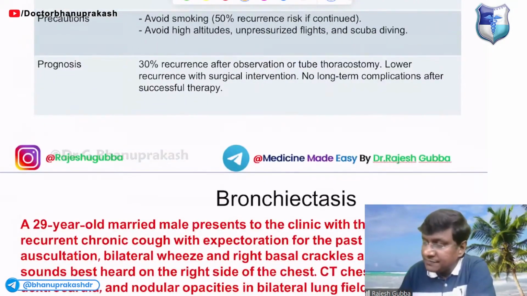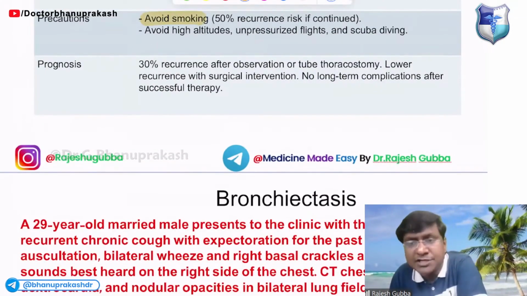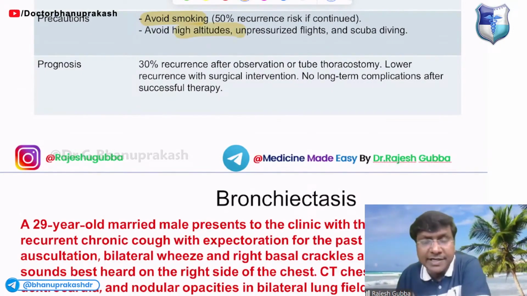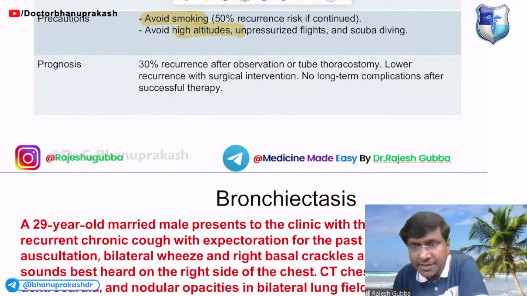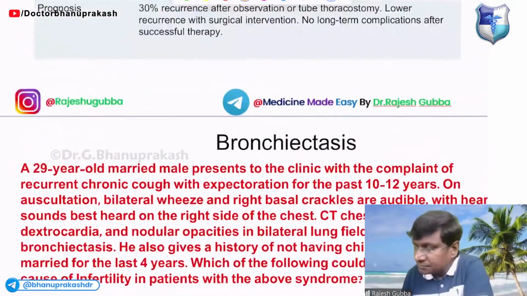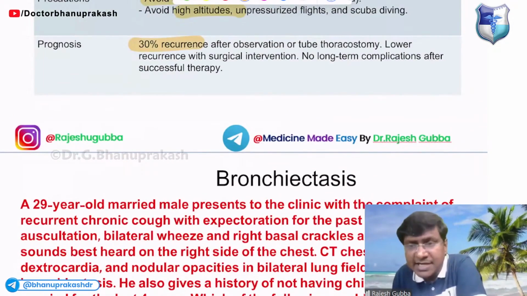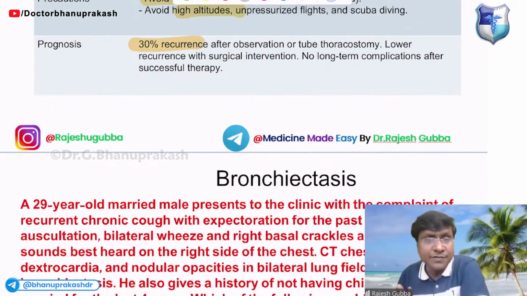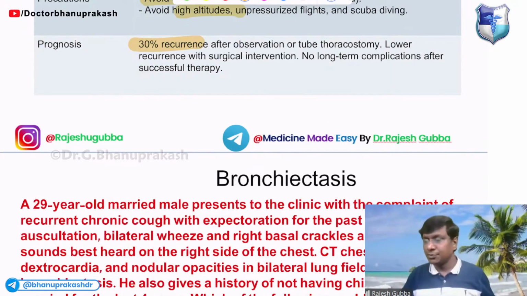And very important precautions: if the individual is a smoker, please ask him to avoid smoking completely. And the individual should not go to high altitude. That can increase the recurrence of pneumothorax, right? And how will be the prognosis in these individuals? There is 30% recurrence after the observation or the tube thoracostomy. Okay, so there is a chance of recurrence. What is the chance of recurrence? Almost 30%, right? So that is about the pneumothorax.